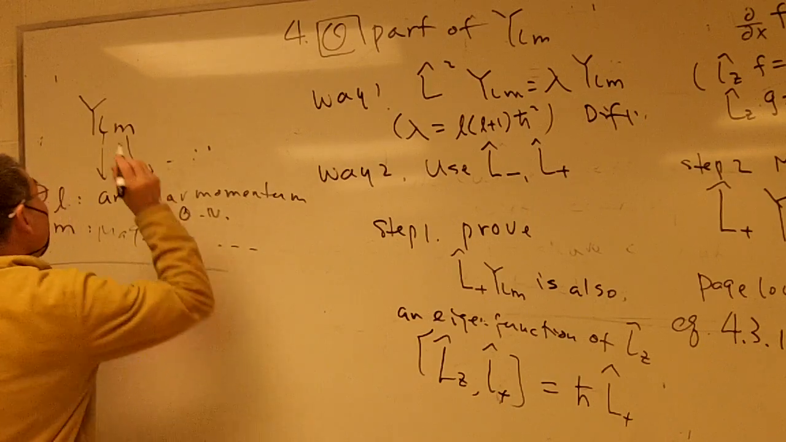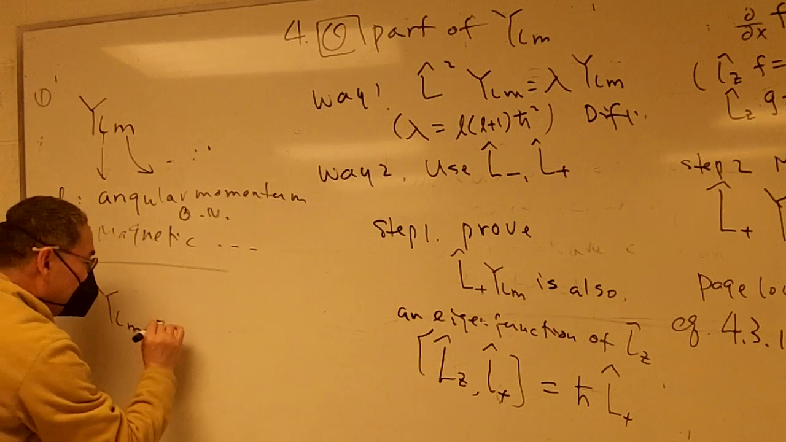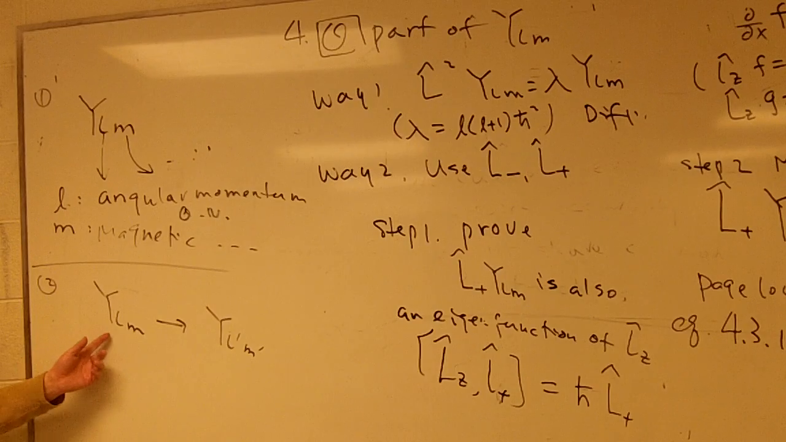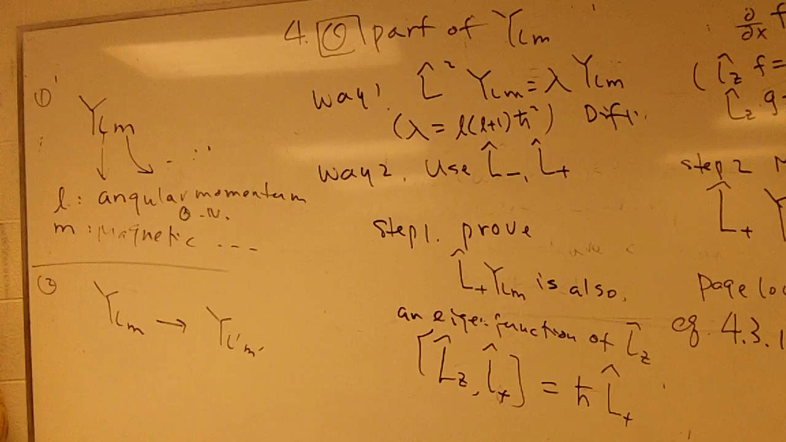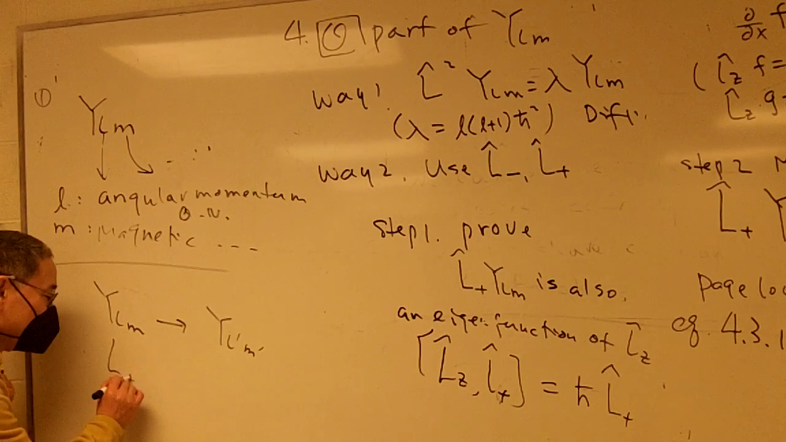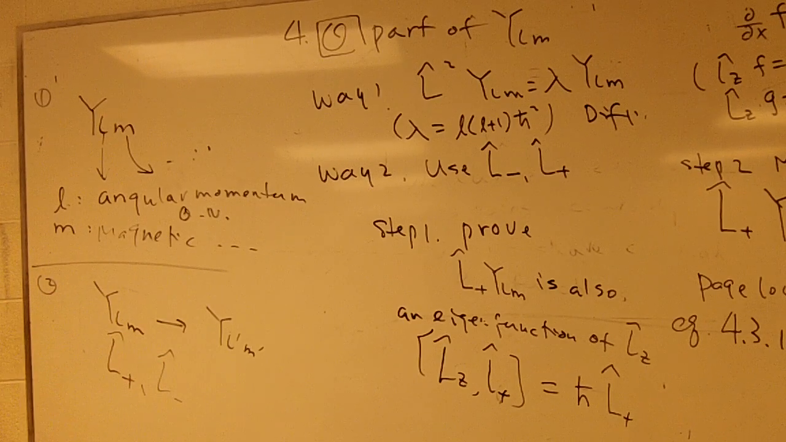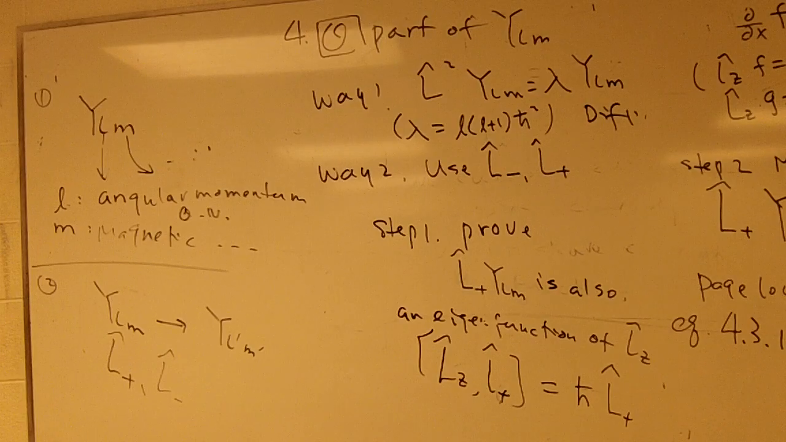So that's good. Now, how do we get from this one to another new one like this? Suppose I know l, m, but I want to compute l prime, m prime. How do we get that? Use L plus or L minus. Exactly. We can use L plus hat, L minus hat. So the key idea is that if you know l, m, you can get l prime, m prime.